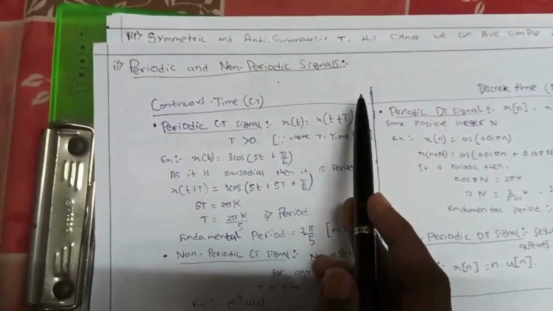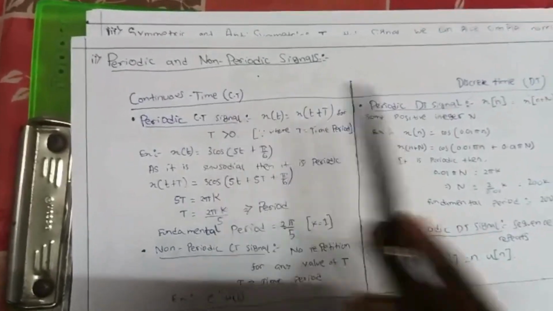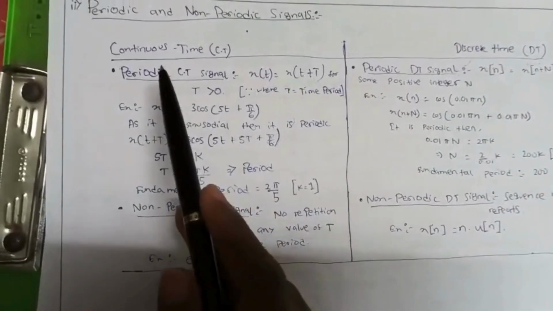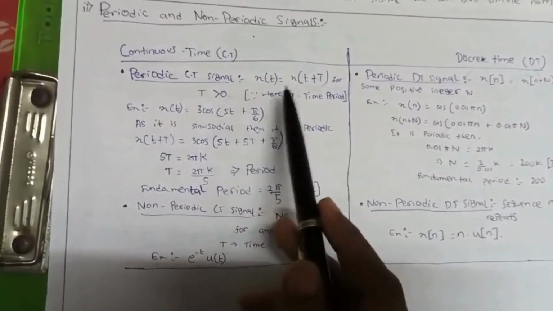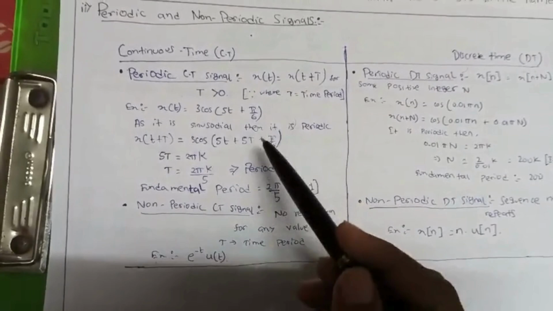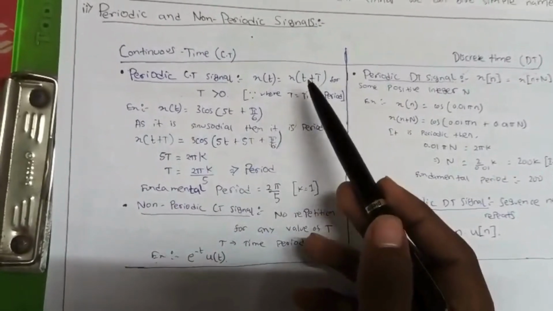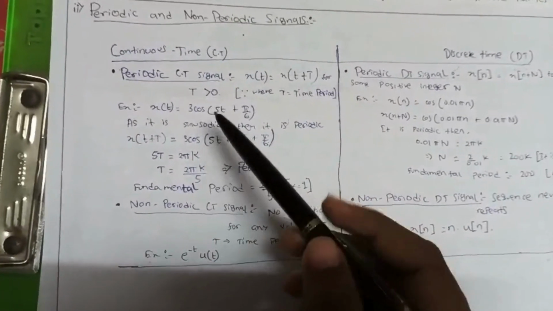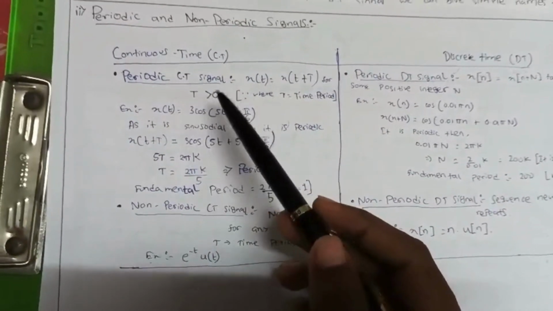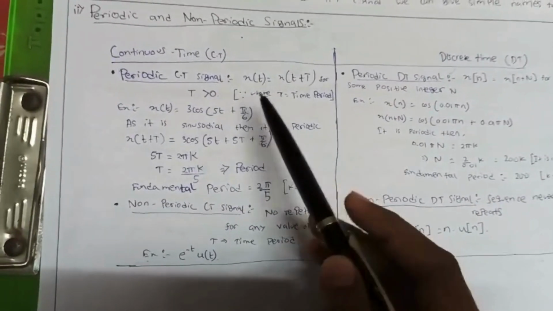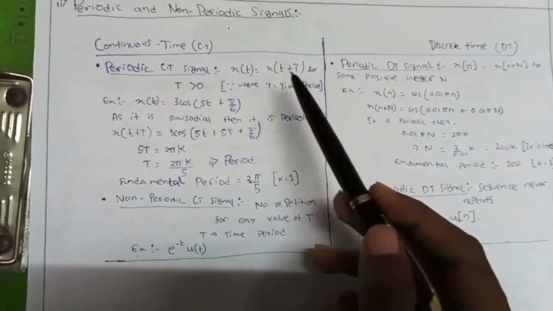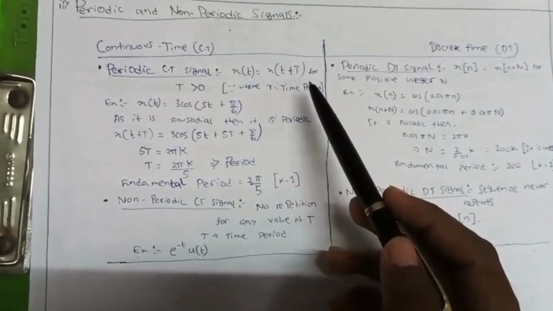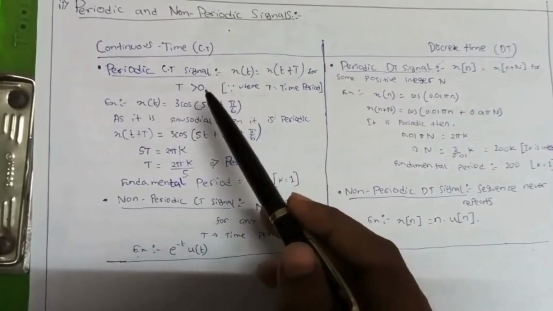Second, periodic and non-periodic signals for continuous time and for discrete time. For continuous time first, periodic continuous time signal. Let us understand this by taking an example so that we can understand the theorem and the overall definition of periodic continuous signal easily. Let us take a function x of t which is equal to x of small t plus capital T, where T is greater than 0.